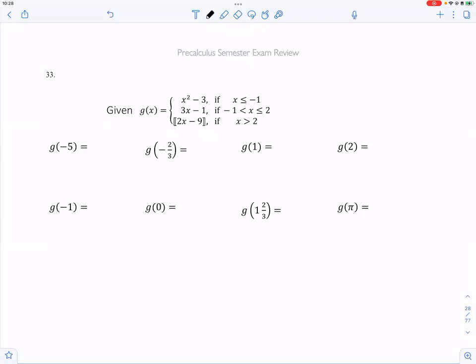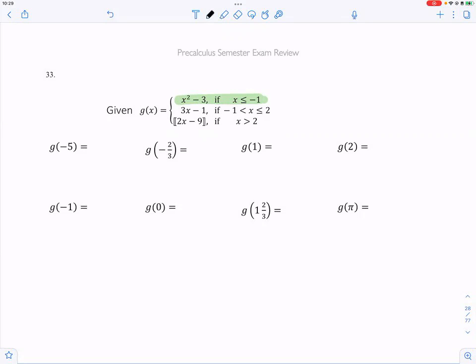Like for the first one, g of -5. When you look at g of -5, then we'll say, well, x is equal to -5. And as a result, we will use the top equation because the top equation is valid when x is less than or equal to -1.